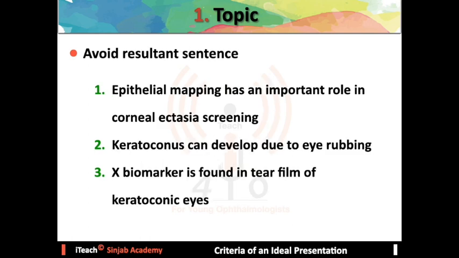Avoid resultant sentence, like epithelial mapping has an important role in corneal ectasia screening, as if you are stating a fact. Keratoconus can develop due to eye rubbing. X biomarker is found in tear film of keratoconic eyes. All of these sentences are not favorable because they are resultant sentences.